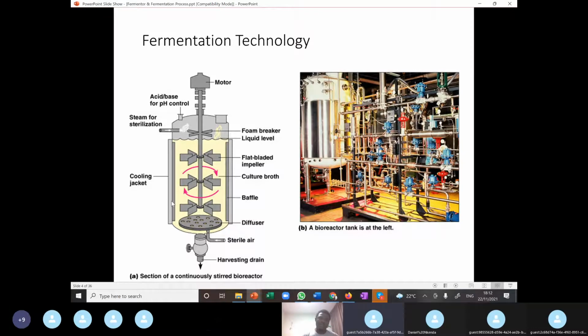The fermenter is insulated with a baffle. The baffle is meant to insulate the fermenter so that there is no direct heat exchange between the external environment and the fermenting interior environment.